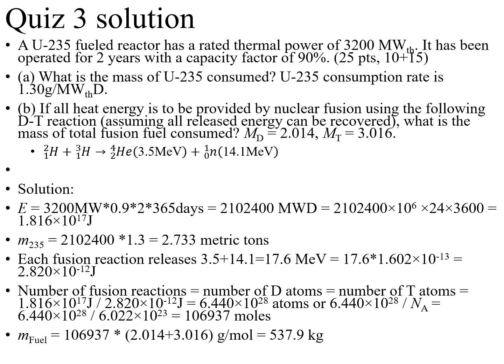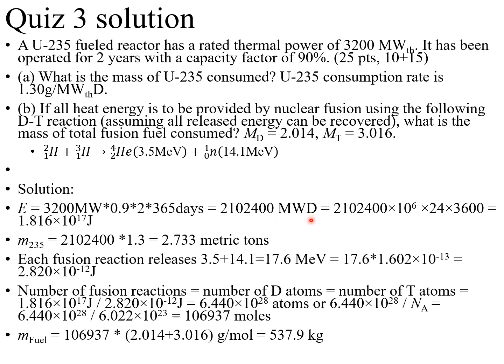So the solution is that we calculate the total energy produced over 2 years. E is equal to the rated thermal power, 3200 megawatt, times the capacity factor, so that is the actual thermal power, then times the number of days of operation, so times 2 years, then times 365 days. Then we get the number of megawatt days produced. This is the energy unit.